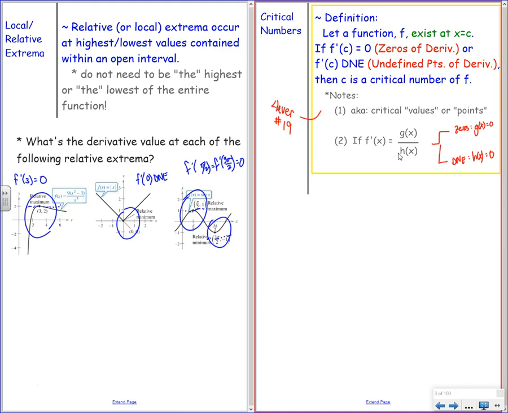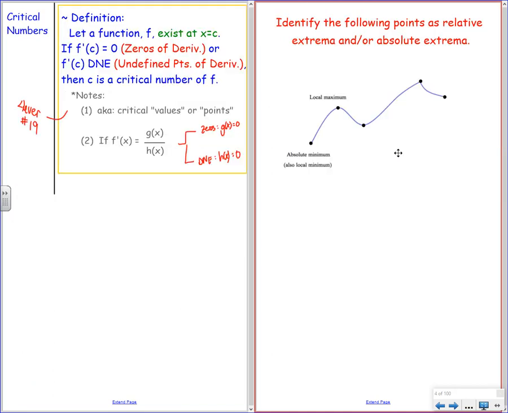All relative extrema within a graph are going to happen at critical numbers, but not all critical numbers are relative extrema. Can anyone think of a way that there could be a horizontal tangent line and not be a min and not be a max?